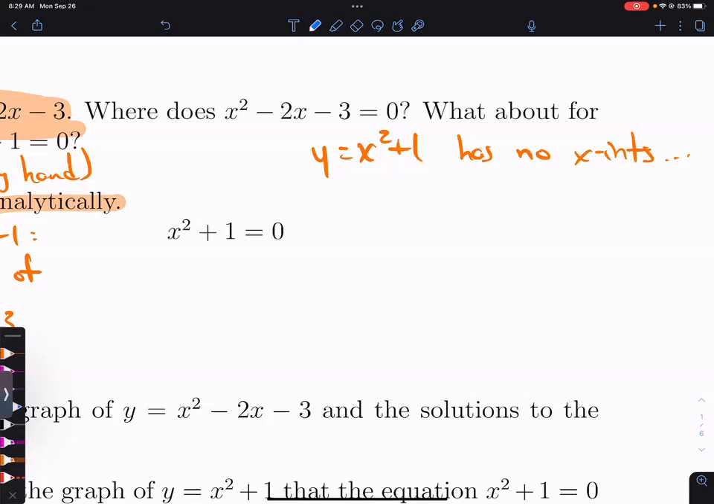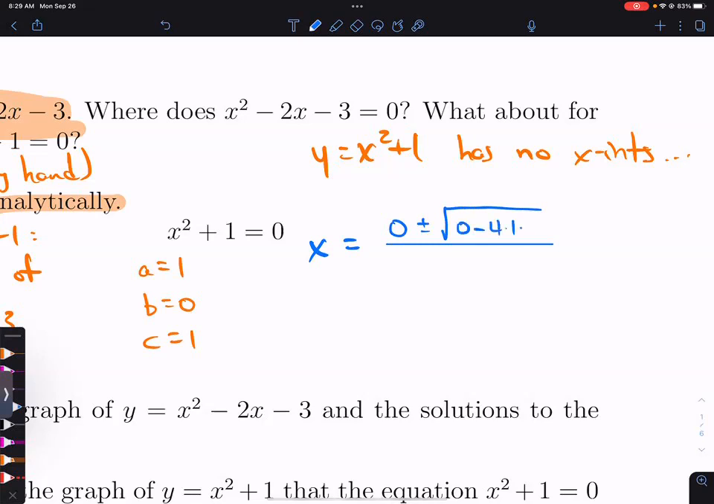Same way, right? Let's try the quadratic formula. What are A, B, and C here? 1, 0, and 1. All right, so negative b plus or minus square root of b squared minus 4ac over 2a.